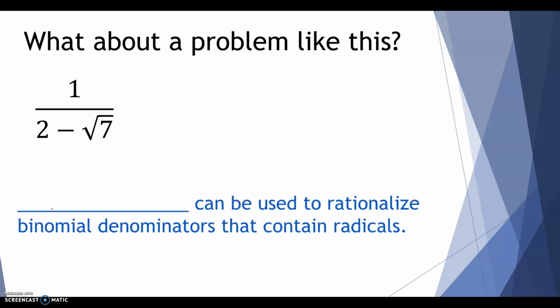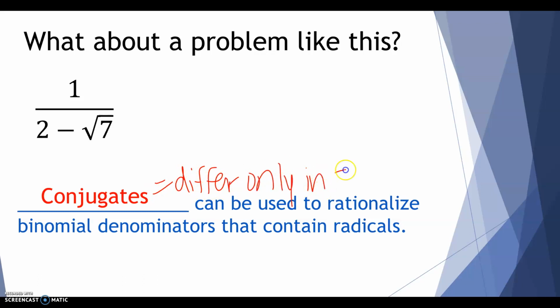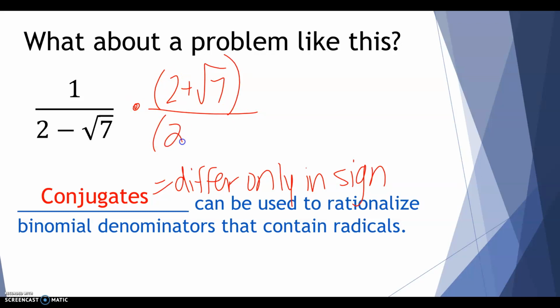So what we use is the conjugates. Conjugates can be used to rationalize binomial denominators that contain radicals. For this problem, if you remember conjugates, they differ only in sign. So it would be 2 plus radical 7 over 2 plus radical 7. You are changing only the sign. Numbers stay the same, which they did before, but you have to include everything and then just change your sign.